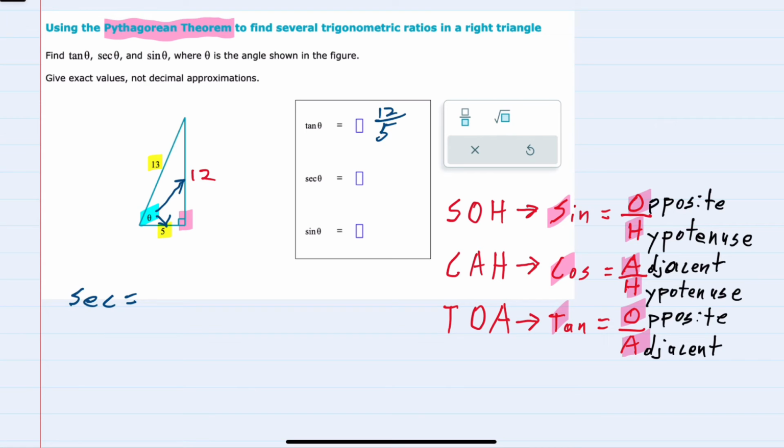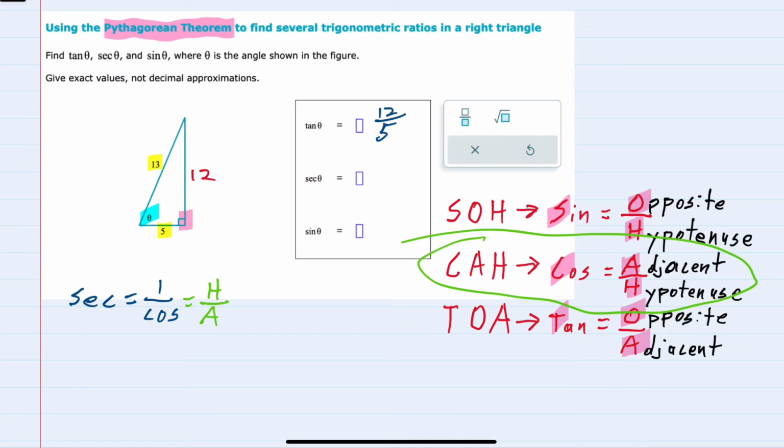We have sine, cosine, and tangent, but we know that the secant is 1 over the cosine, and since cosine is adjacent over hypotenuse, the reciprocal of that will be the hypotenuse over the adjacent. And so again here, from theta, the hypotenuse is 13, and the adjacent to theta is 5. So secant will be 13 fifths.